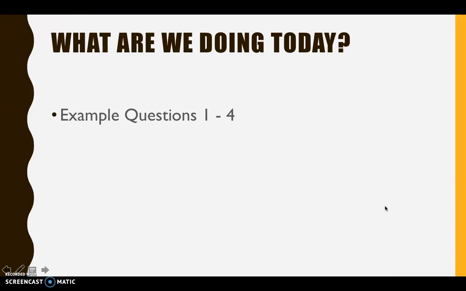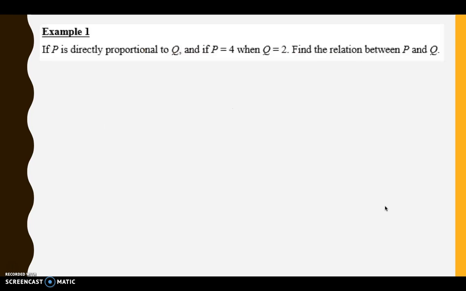Hi guys, and right now we will continue on the different examples from question 1 to 4 on your practice paper. Alright, so let's go through a few examples so that you will be more familiar with the concept of direct proportionality. Let's take a look at question 1. If P is directly proportional to Q, and if P equals 4 when Q equals 2, let's try to find a relation between P and Q.